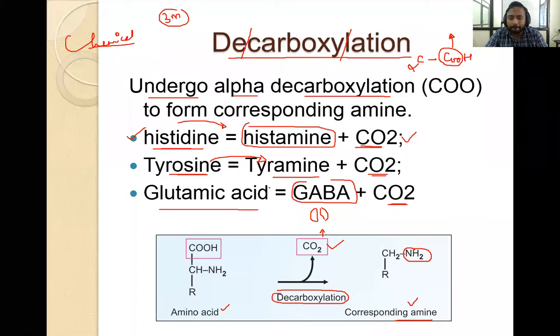Okay, in the exam you should be able to write these examples. The decarboxylation reaction is nothing but removal of the carboxyl group from the amino acid to synthesize the respective or corresponding amines. Example, you can quote these three examples: histidine, tyrosine, and glutamic acid. Histidine is converted to histamine by removal of carbon dioxide. Tyrosine is converted to tyramine by removal of carbon dioxide, and glutamic acid is converted to GABA by removal of carbon dioxide. Okay, this is about the decarboxylation reaction, removal of carbon dioxide from this molecule.